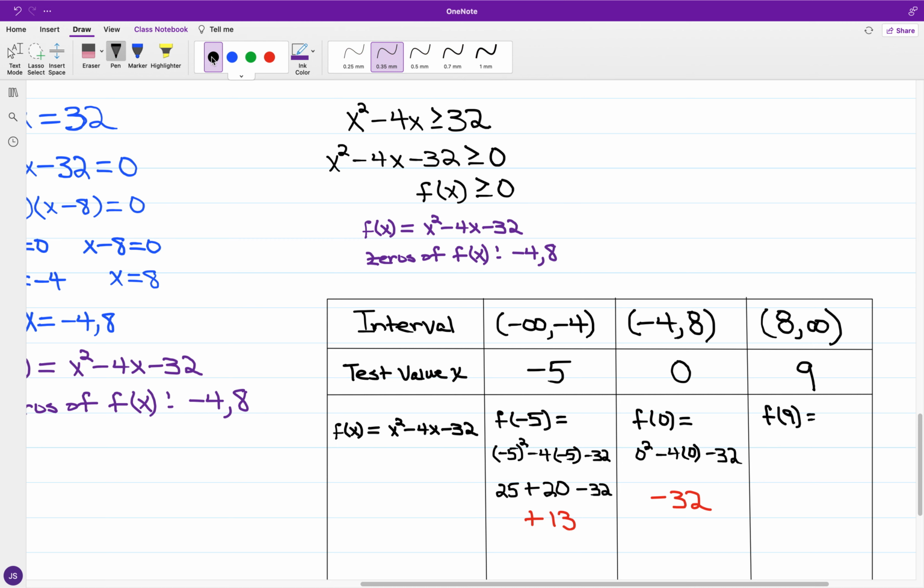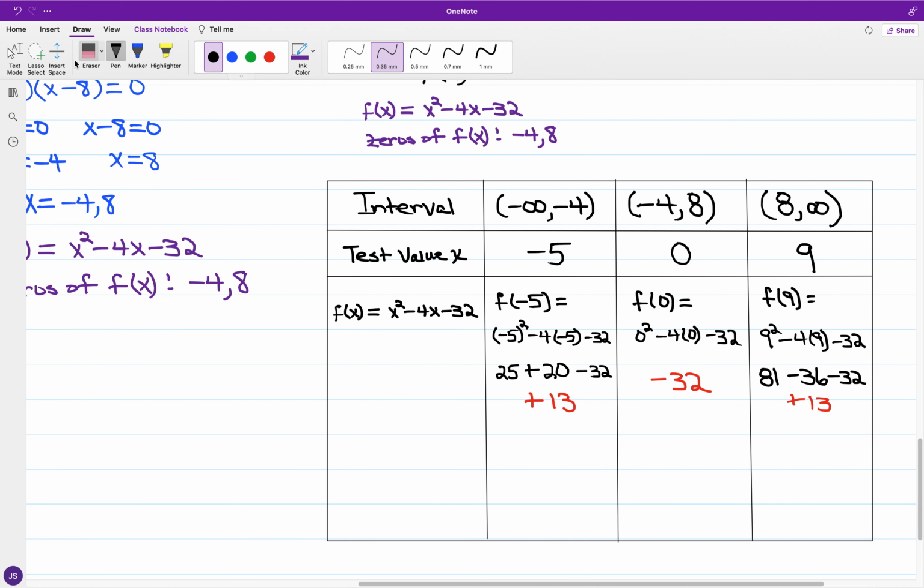And for f of 9, we're going to have 9 squared minus 4 times 9 minus 32. Now 9 squared is 81. -4 times 9 is -36. 81 minus 36 is 45. And for 45 minus 32, this is going to come out to positive 13.